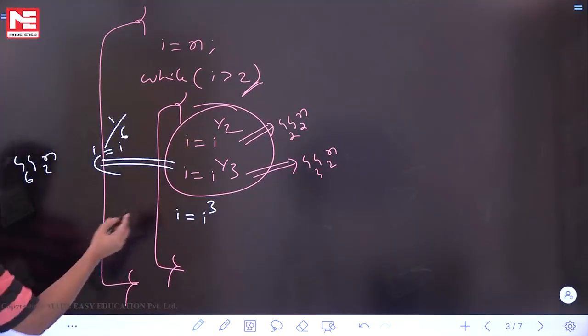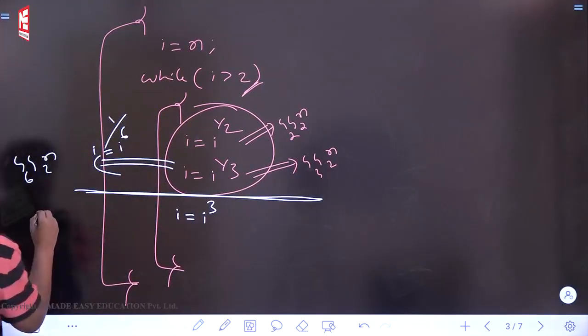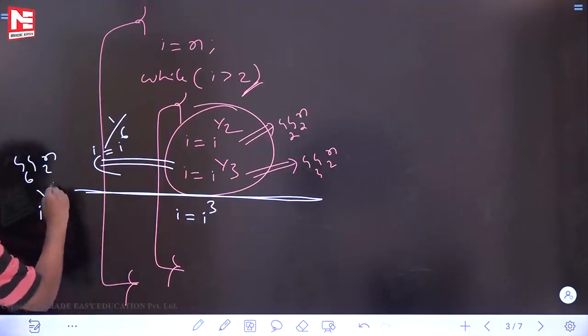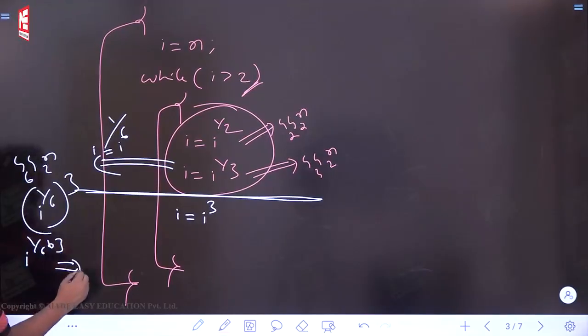Some people are asking what is the meaning. Already until second place, what is the answer? Until second place, I have I power 1 by 6 there. Now the third one, whatever is there, whole cube, which will go to I power 1 by 6 into 3, which will go to I power 1 by 2.